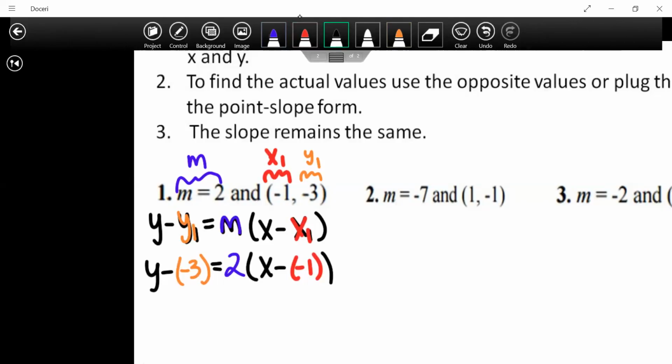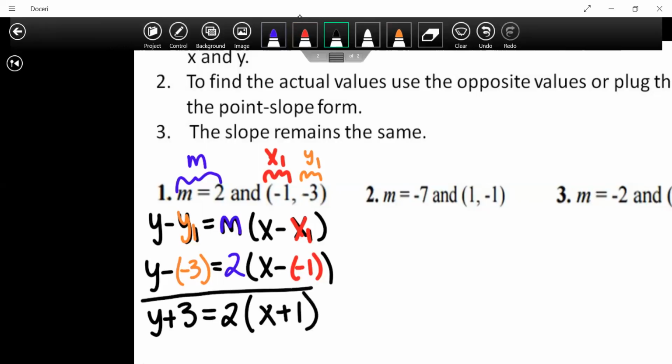So y minus negative 3. So what's negative times negative? So y plus 3 is equal to 2. We're not going to distribute because we just want to put it in its form. And then minus negative 1 becomes what? Plus positive 1. And that's it. We're going to leave it. We don't have to solve for it because that's point slope form.